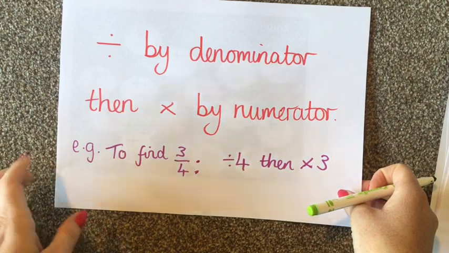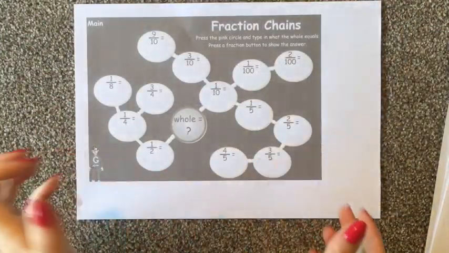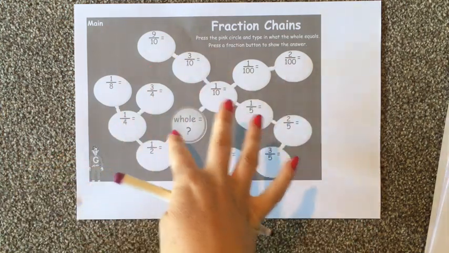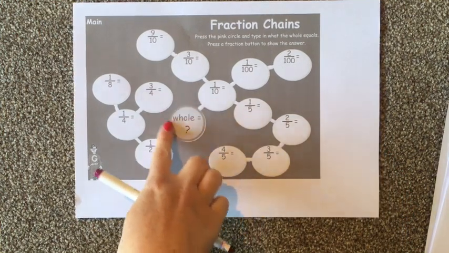But I'm going to show you one other way you can do it as well. Another way we can do it is using a fraction chain. It allows you to do a few different things. So if I look at this, it looks a bit complicated, but don't be put off. I start by looking at a whole number.